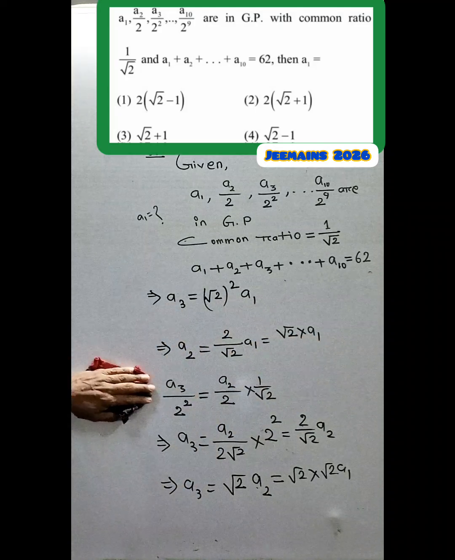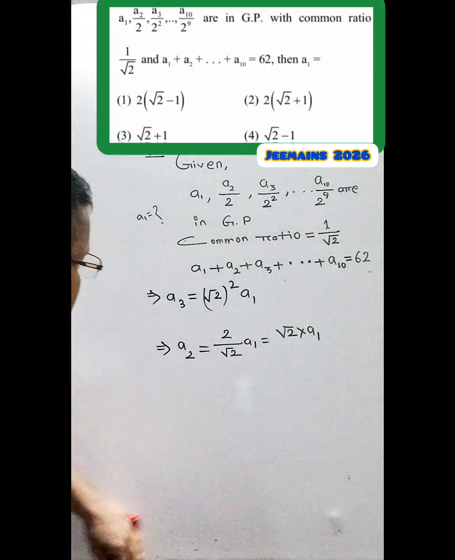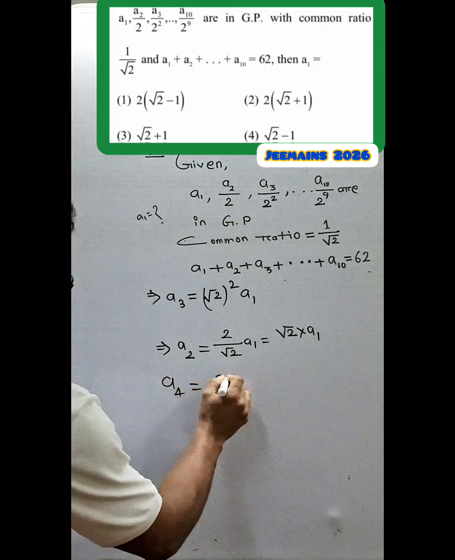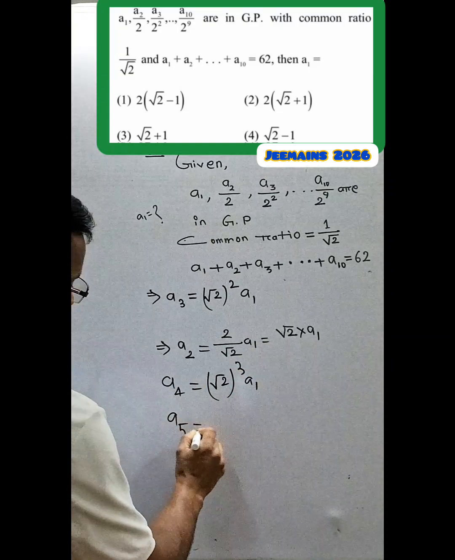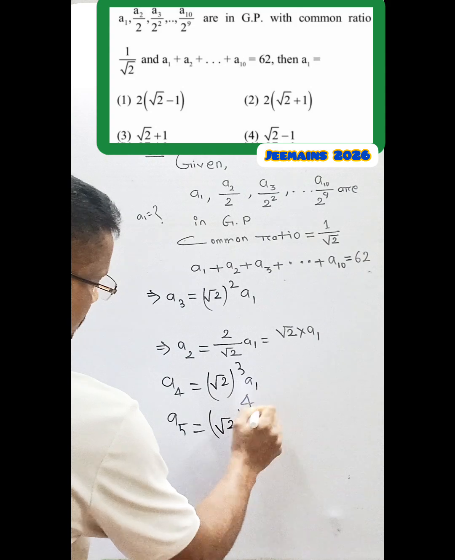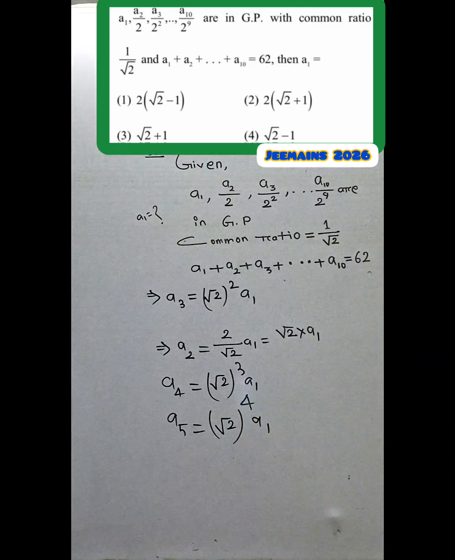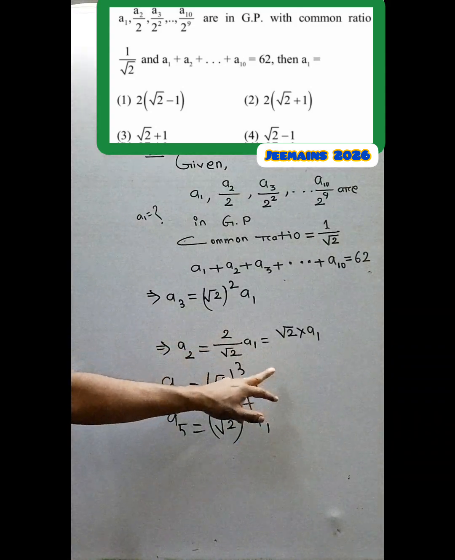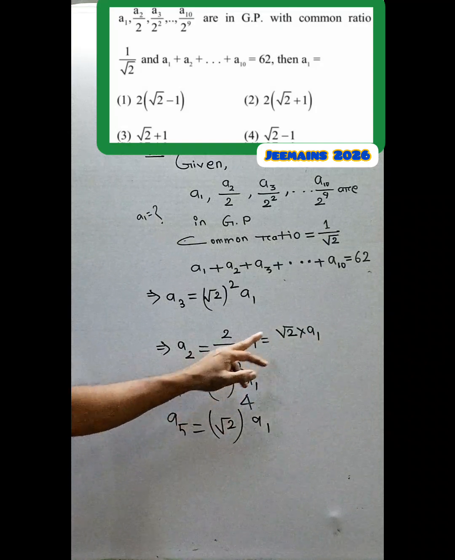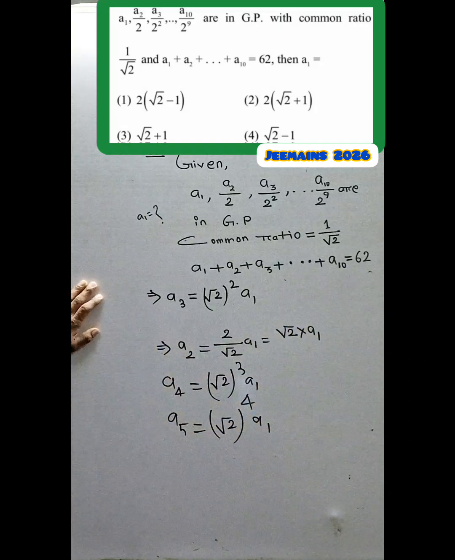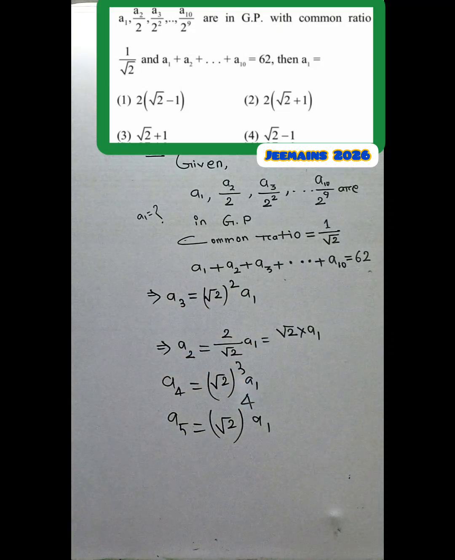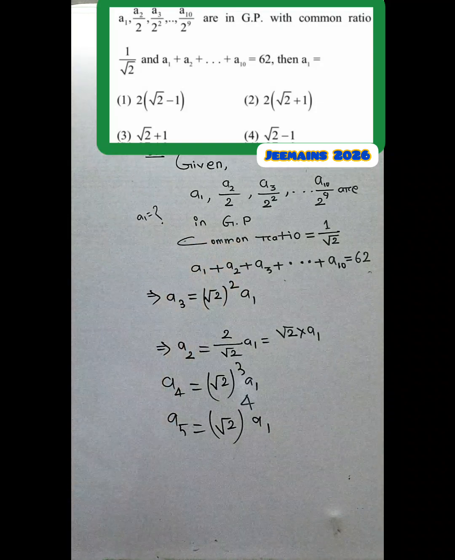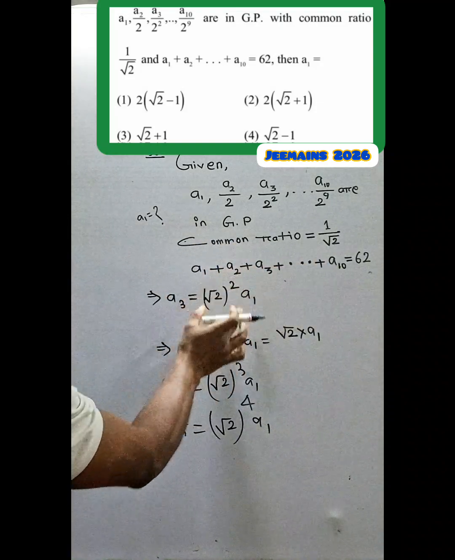So by symmetry, now you can say A4 will be root 2 power 3 A1, A5 will be root 2 power 4 A1, because there is a symmetry. From here it's very much clear that A2 is root 2 times A1, so power 1, then A3 is root 2 whole square A1.